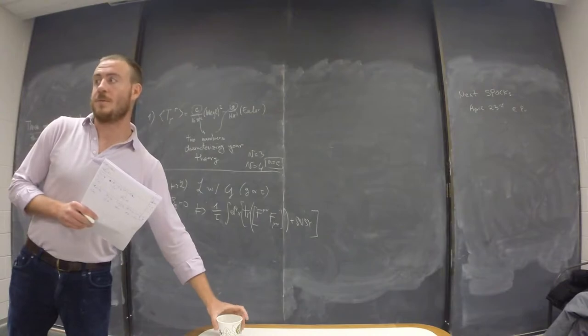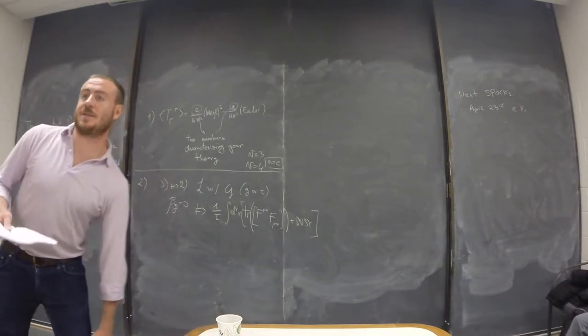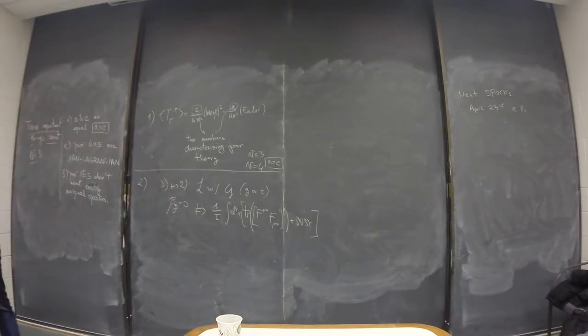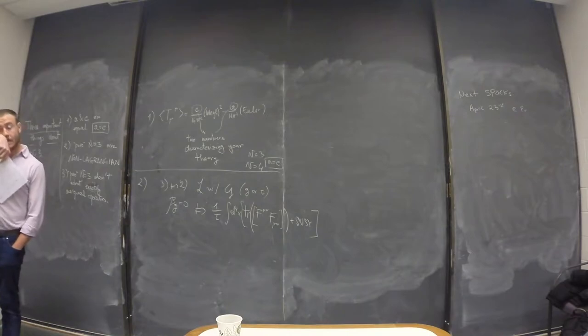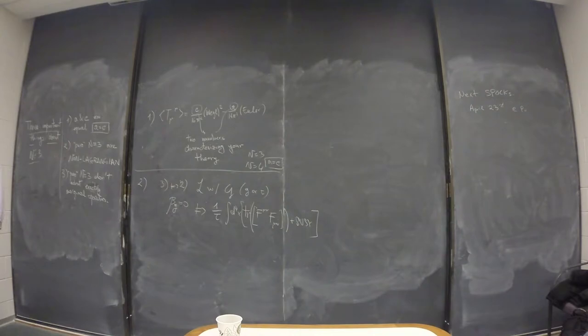What if we have non-conformal n equals 3, right? That's the point. All n equals 3 theories are conformal. Conformal symmetry follows from supersymmetry at the level of the algebra. I don't think it's correct to say that the only n equals 3 theories are conformal.